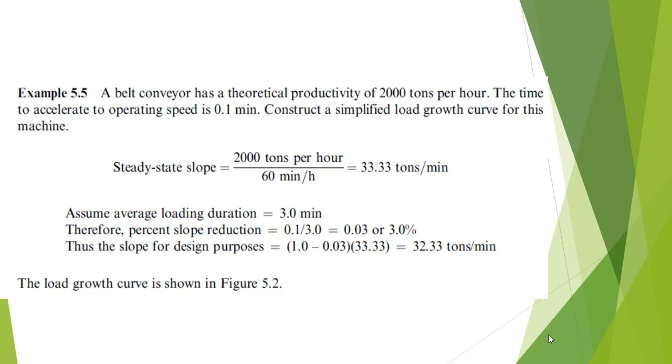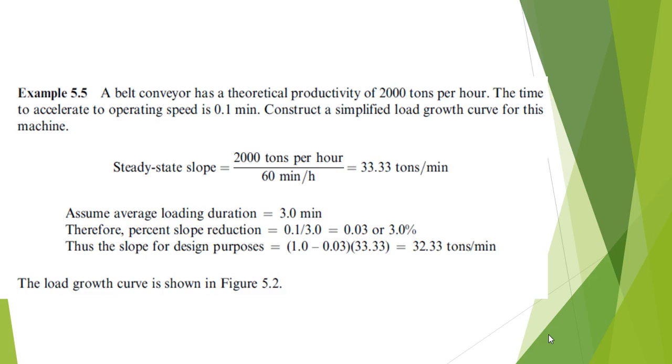So if you wanted to make one of these growth curves for a belt conveyor, and that belt conveyor has a productivity of, say, 2,000 tons per hour, you consider a couple things. First of all, just like a truck, that belt has a time to accelerate to its operating speed. So 0.1 minutes, that the belt doesn't go automatically at its full speed that will carry the 2,000 tons per hour. There's a tenth of a minute, or 6 seconds, that it takes to get up to speed.